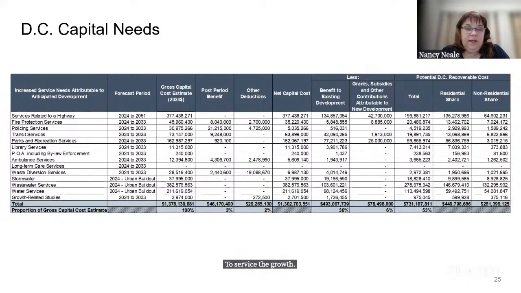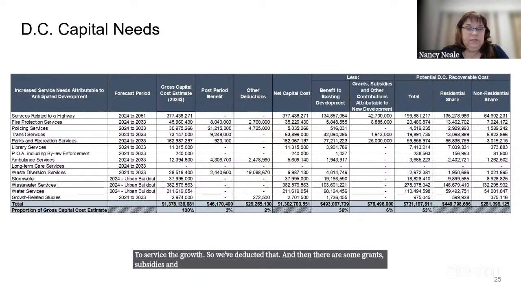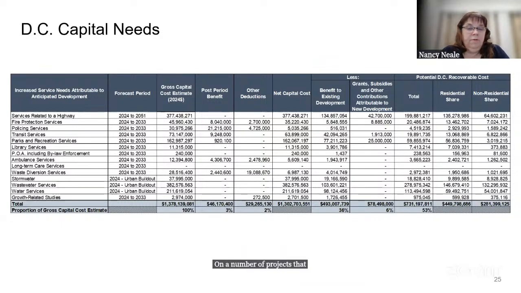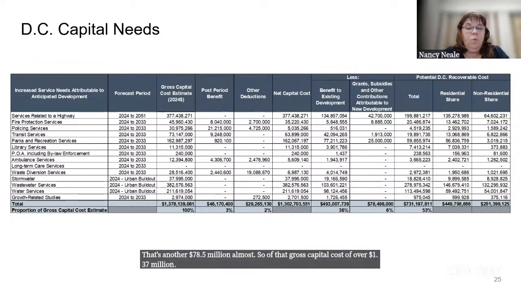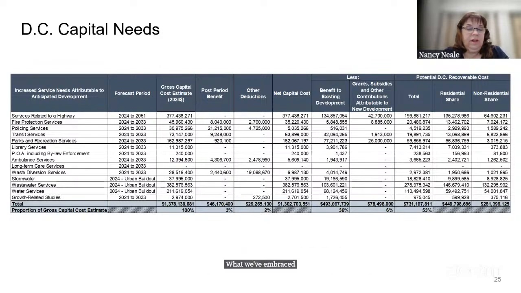So we've deducted that. And then there are some grants, subsidies, and other contributions that are anticipated on a number of projects that we won't have to recover from growth. That's another $78.5 million almost. So of that gross capital cost of over $1.37 million, what we've embraced in the calculations for the development charges is about 53% of that, or almost 731.2 million.